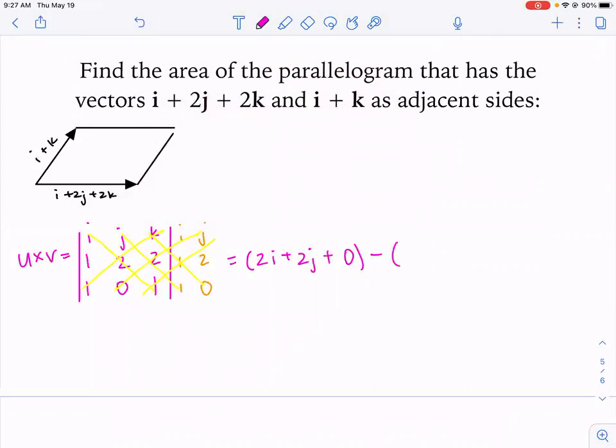What is the third product? 0K. Minus the quantity 2K plus 0 plus J. So our cross product, we have 2I plus J minus 2K.